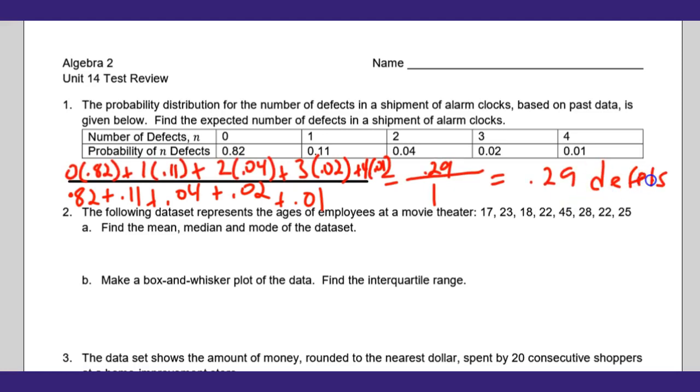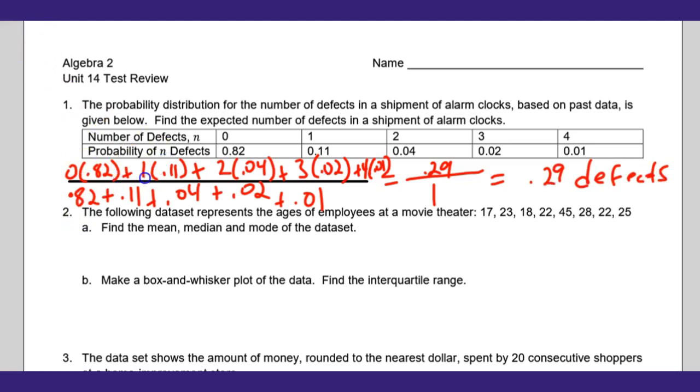Ooh, dude, I totally butchered that. Let me try that again. 0.29 defects. Like that. All right, 0.29 defects.